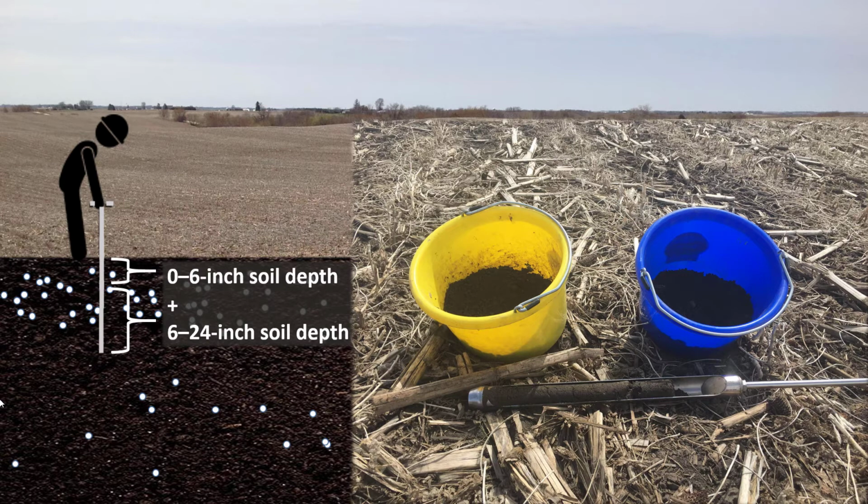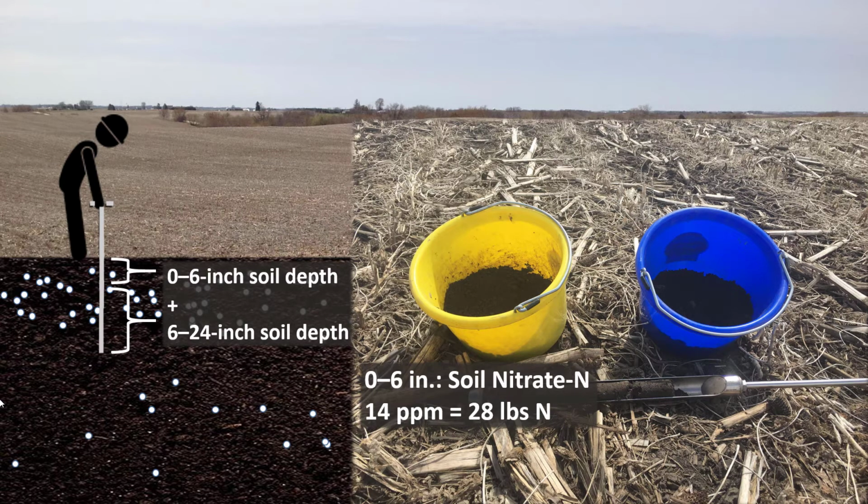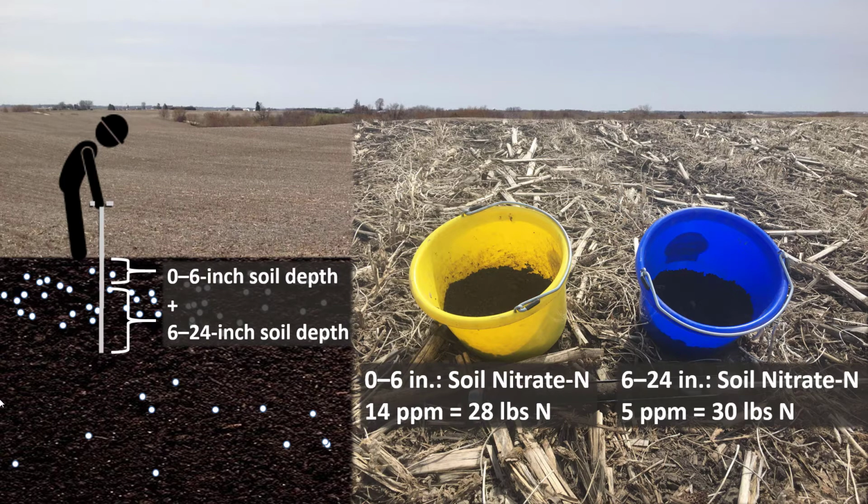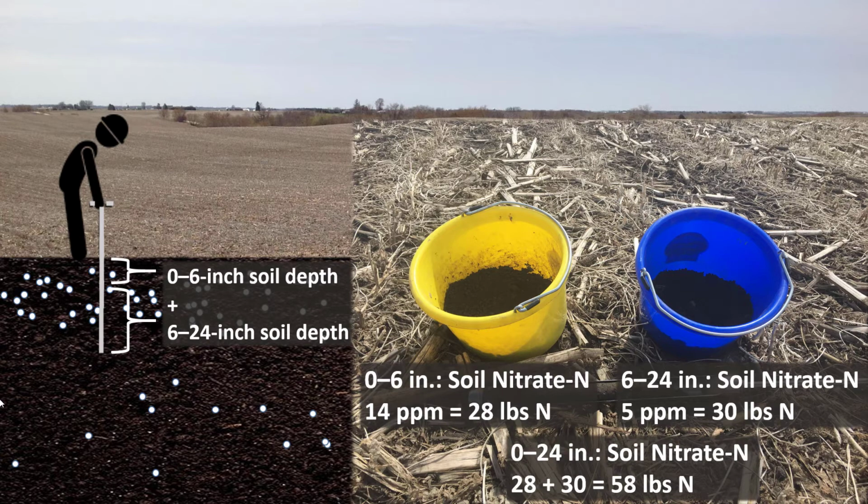And then from there we're going to get back from the lab how much soil nitrate is in each of those depths. So 0 to 6 inch depth and the 6 to 24 inch depth. We're going to take that 28 pounds of nitrogen in the topsoil, 30 pounds of nitrogen in the 6 to 24 inch depth, and we're going to add it together. And that 58 pounds of nitrogen per acre is going to be our soil test nitrogen we use in our equation.